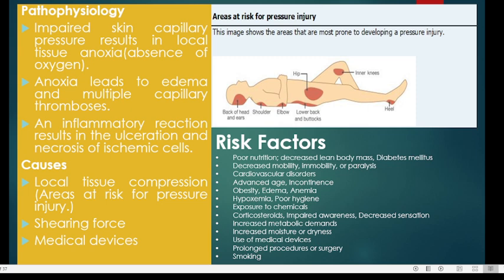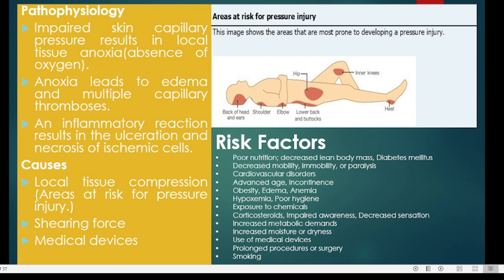Pathophysiology. We're saying that impaired skin capillary pressure results in local tissue anoxia, the absence of oxygen. So that absence of oxygen leads to edema and multiple capillary thrombosis. An inflammatory reaction normally results in the acceleration and necrosis of ischemic cells.